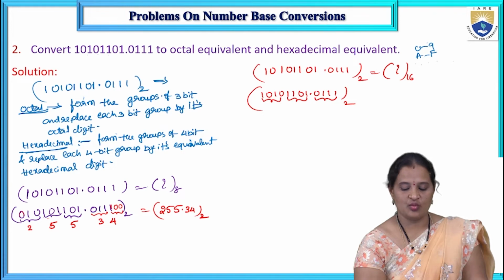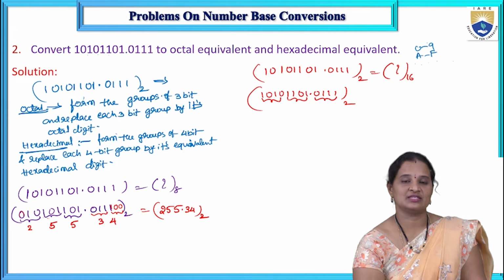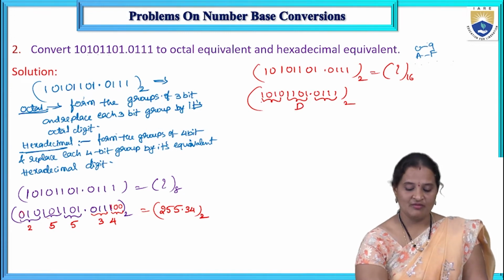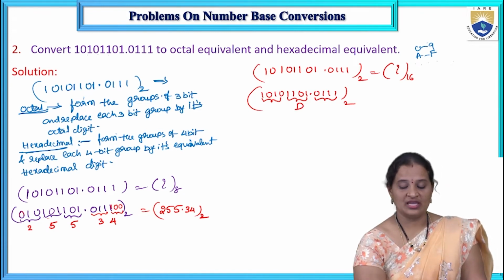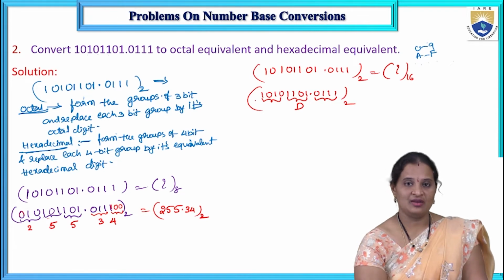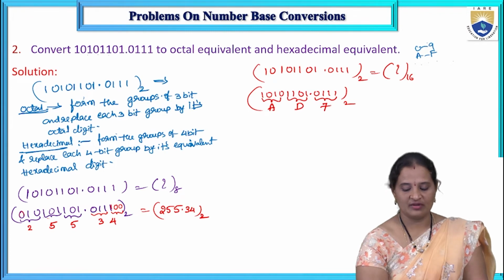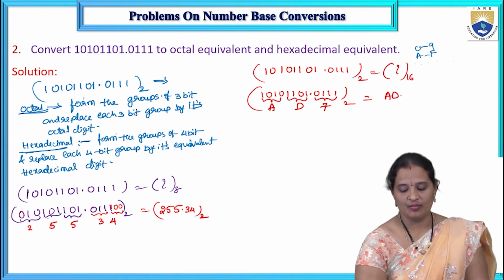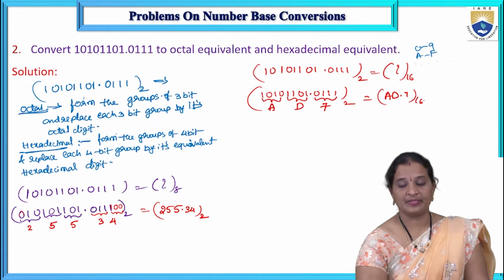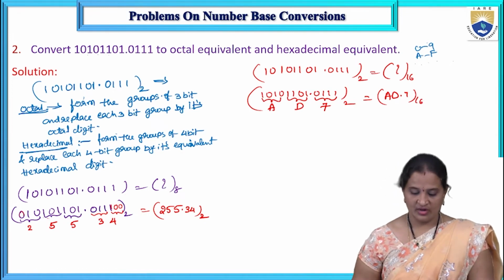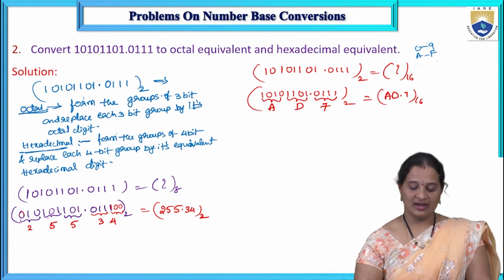1101 is 12 plus 1, 13. In hexadecimal, 13 can be represented as: A is 10, B is 11, C is 12, D is 13. So I have to represent this as D. Whereas 1010, whose decimal equivalent is 10, in hexadecimal can be represented as A. Now 011, which is 7. So that is AD.7. So this is the hexadecimal equivalent for the given binary number. So this is how we can convert a given binary number into octal and hexadecimal.